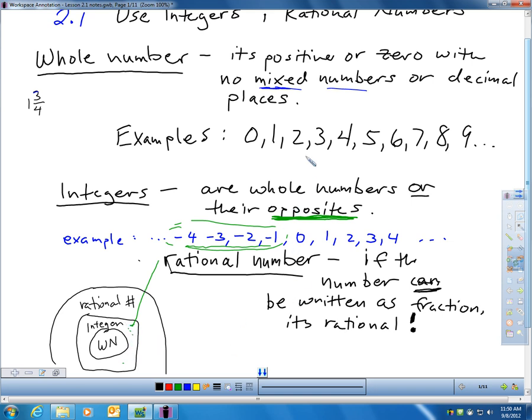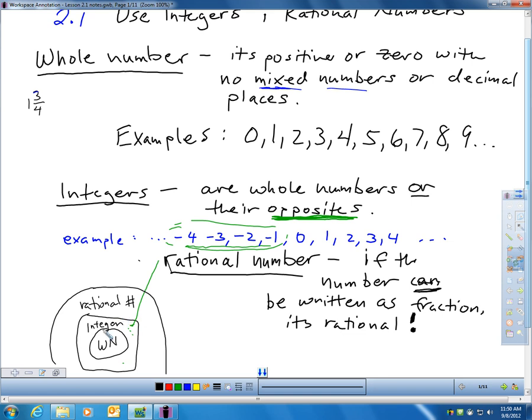Because remember, rational number means you can write it as a fraction. Well, think about it. The number 2, I could definitely write that as a fraction, 2/1. I can definitely write the integer -3 as a fraction. All I got to do is put -3/1. I just made it a fraction. Anytime you can write a number as a fraction, it's rational.